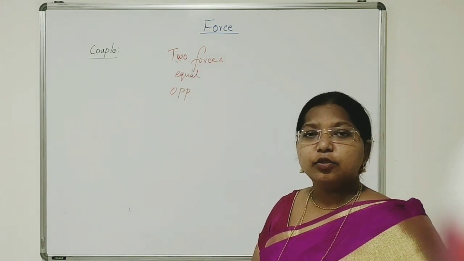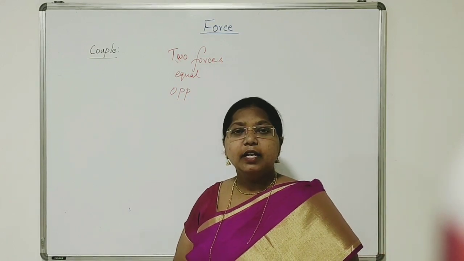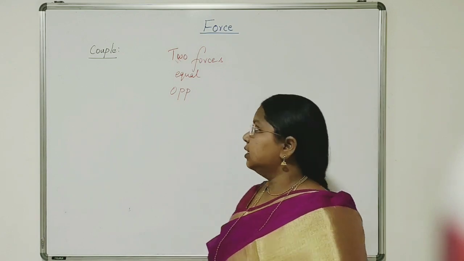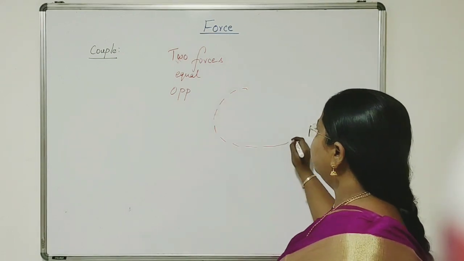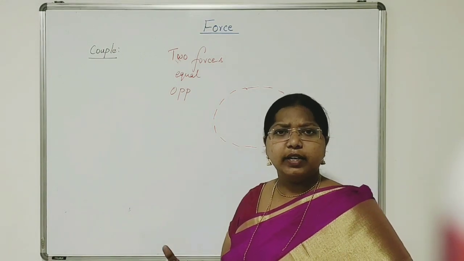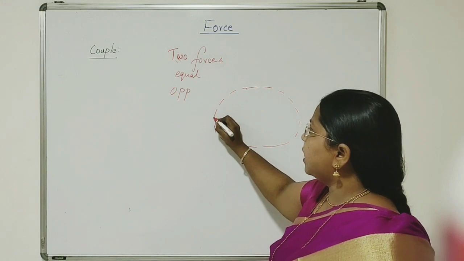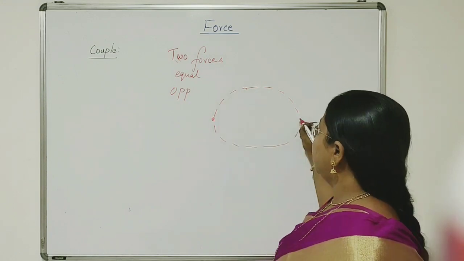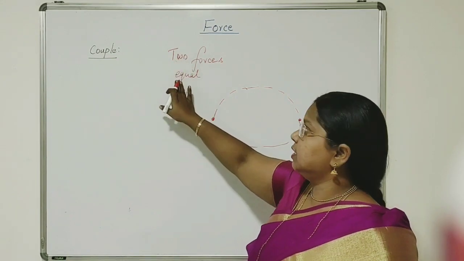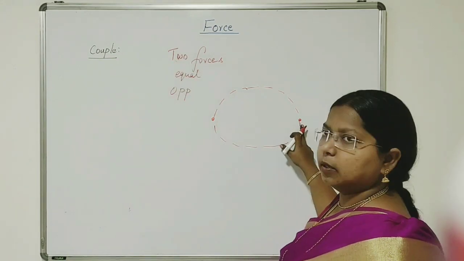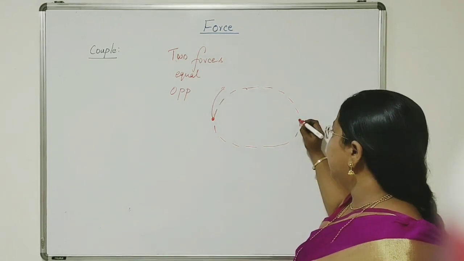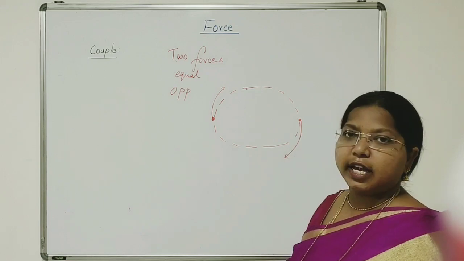So what are the conditions to open a cap or to close the cap? We have to apply two equal and opposite forces. Suppose, let us take the example of any body. Now I want to turn this, open the cap or the tap, whatever it is. So one force is acting over here and the other one in the opposite direction. So one is acting in one direction and the other is acting in the opposite direction.